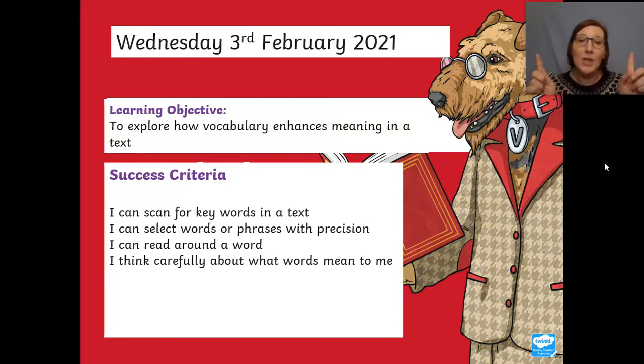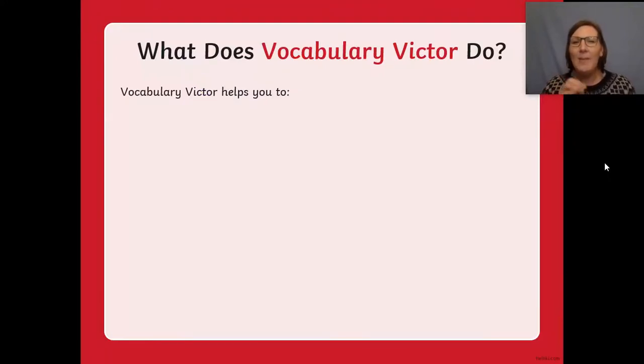Read around the word. Remember I showed you how to do that the other day. We find the actual word and we read before and we read after, and think carefully about what the word means too. Okay, really important. So can you remember, what did Vocabulary Victor do? Can you remember? If not, don't worry. Just see if you can pause the video here and have a quick think.